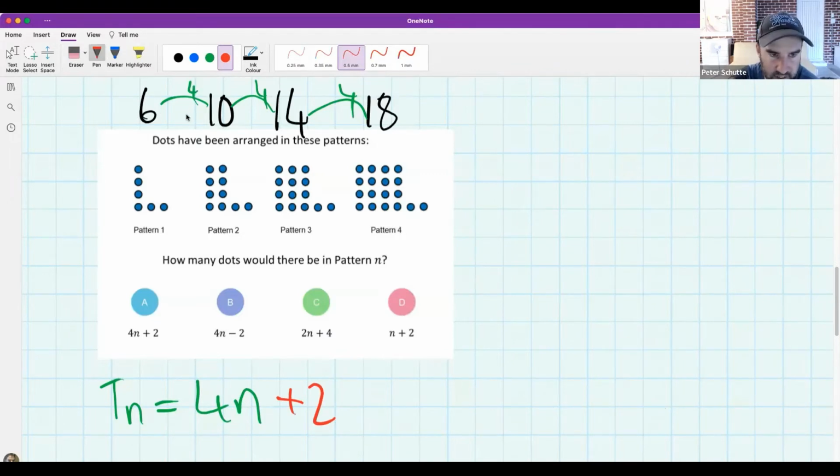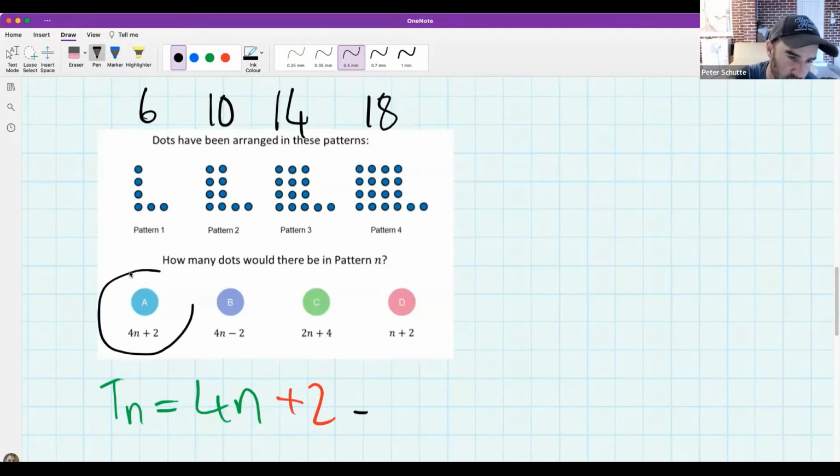And now I can check, does this work? For example, what would T2 be? If my formula works, my T2 should be 10. So 4 times 2 is 8. 8 plus 2 is 10. And so the correct answer would be A.